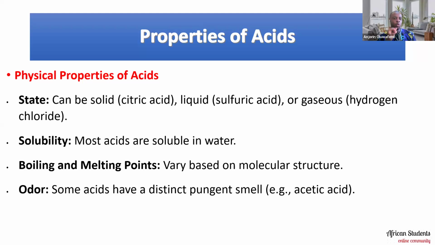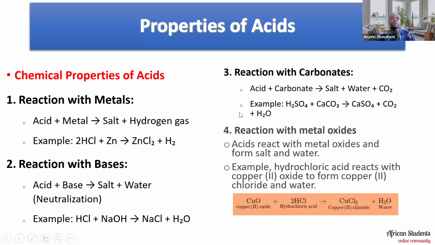Also, based on odor, some acids have a distinct pungent smell, e.g. acetic acid. So these are the physical properties of acids. Let's look at the chemical properties now. Number one, reaction with metals.